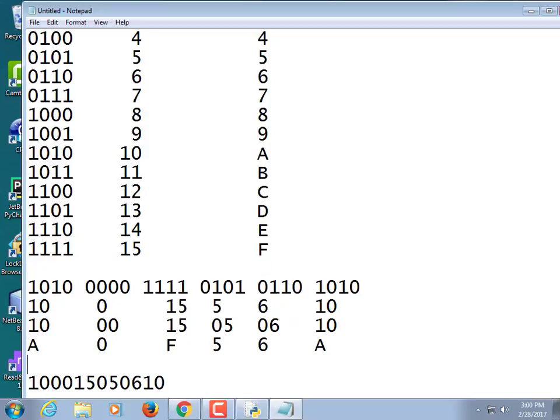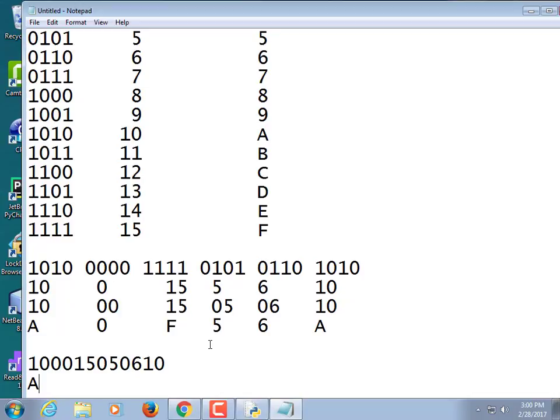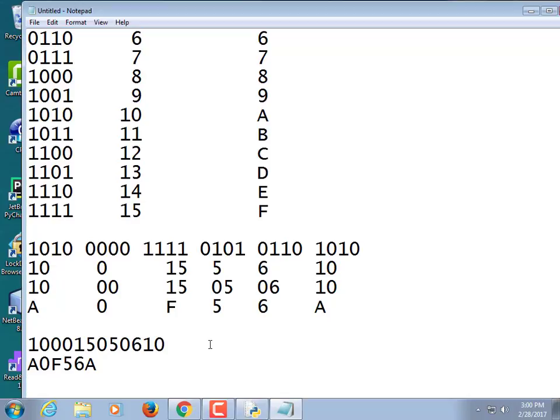Now we don't have any risk. We don't need to space them out with 2 places. We don't need to put zeros in front of some of them. So we could just encode that on the screen as that. 0A, F5, 6A. It took up half as much room.